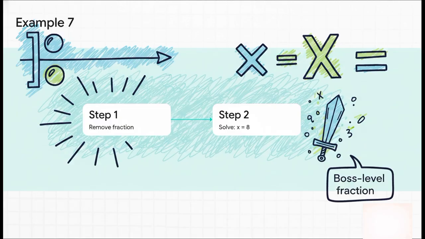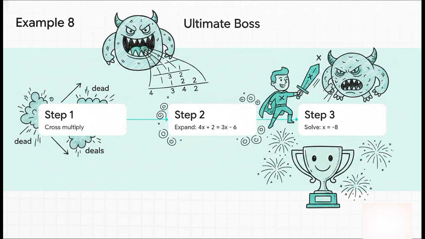But hey, don't forget the golden rule. The 3 becomes a 6, and the 7 becomes a 14. Now our equation is just x plus 6 equals 14. We just magically transformed a boss-level fraction into a basic level 1 problem. Step 2, solve. Subtract 6 from both sides, and x equals 8. Too easy. Let's attack the ultimate boss fight.